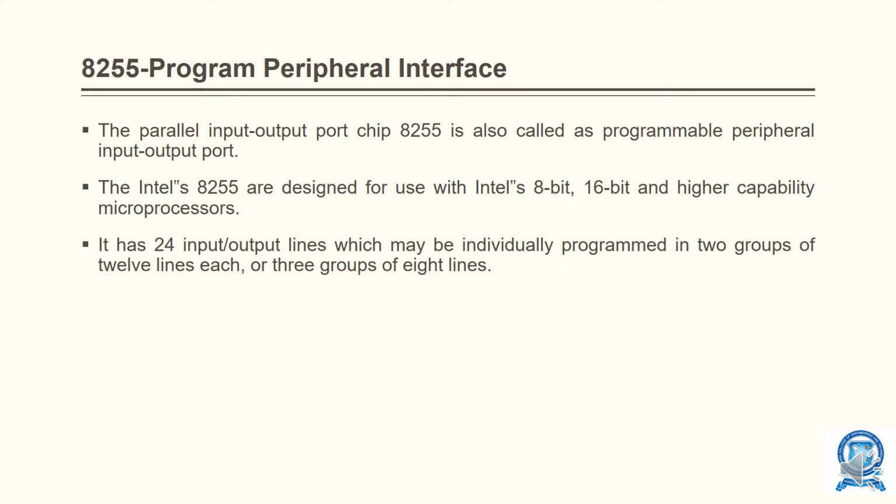The parallel input-output port chip 8255 is also called the programmable peripheral input-output port. So it is a parallel input-output port chip. Intel 8255 is designed to be used with Intel 8-bit and 16-bit processors, so 8085 and 8086. It has 24 input-output lines which may be individually programmed into two groups of 12 lines each or three groups of 8 lines each.